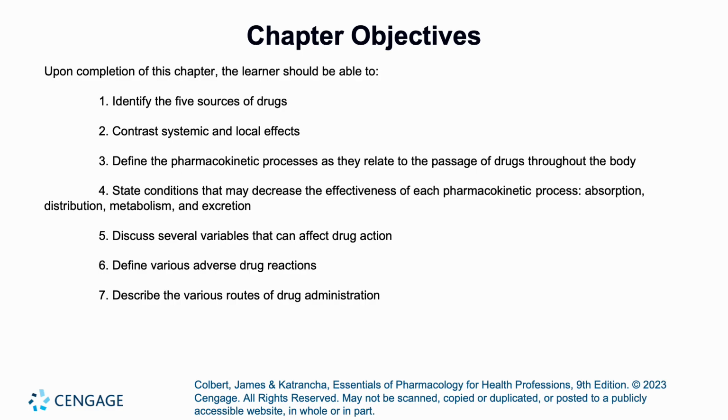Chapter Objectives for Chapter 3. Upon completion of this chapter, the learner should be able to: 1. Identify the 5 sources of drugs. 2. Contrast systemic and local effects. 3. Define the pharmacokinetic processes as they relate to the passage of drugs throughout the body. 4. State conditions that may decrease the effectiveness of each pharmacokinetic process: absorption, distribution, metabolism, and excretion.